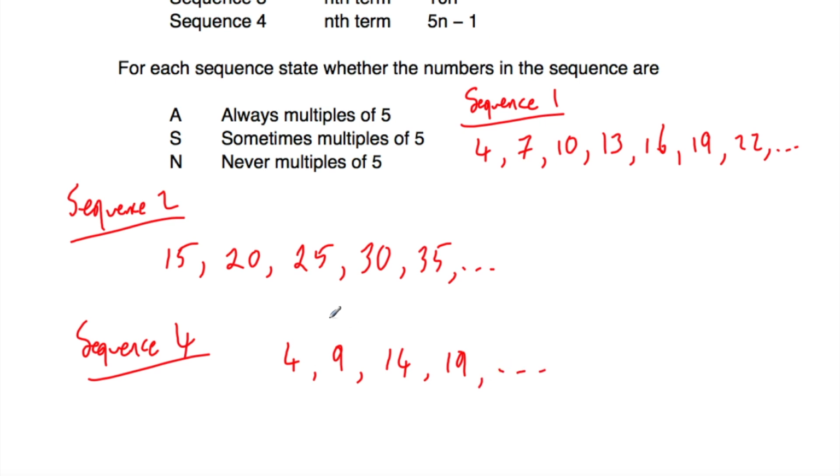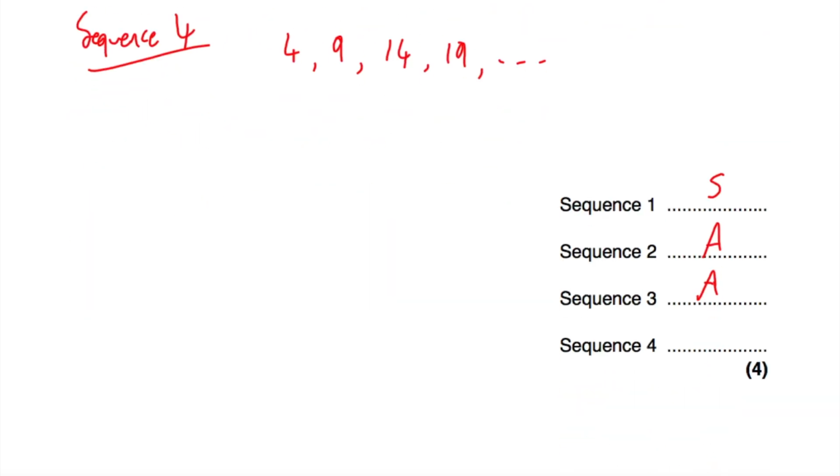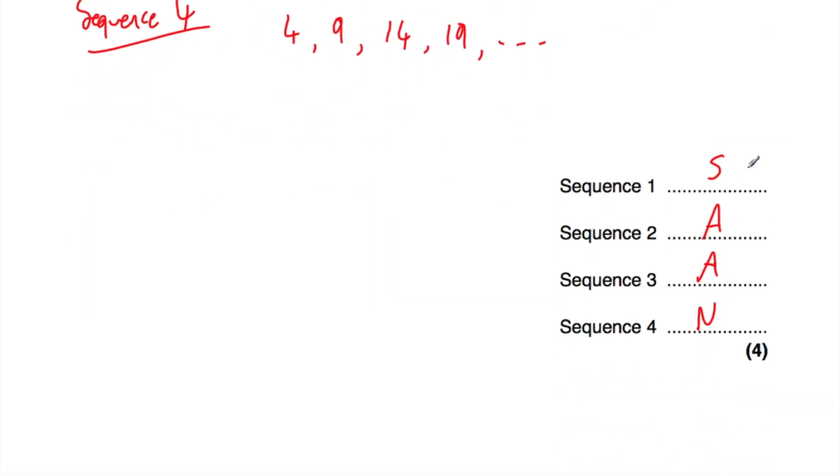So as you can see here, we've got the numbers 4, 9, 14, 19, then it'll be 24, 29, 34, 39, and so on. And as you can see, it's always one less than a multiple of 5. 4 is one less than a multiple of 5. 9 is one less than a multiple of 5. 14 is one less than a multiple of 5. So here, none of the terms in the sequence are ever going to be a multiple of 5. So for sequence 4, it's going to be n. So let's write that down, n. And that means our answers will be sometimes, always, always, and never.